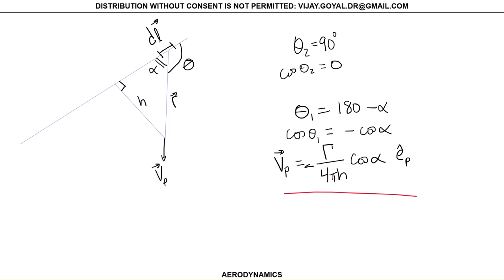Just want to point out a few things. Remember that your theta 1 is here, and we only care for alpha. So 180 minus theta will give you the angle that you're looking for.